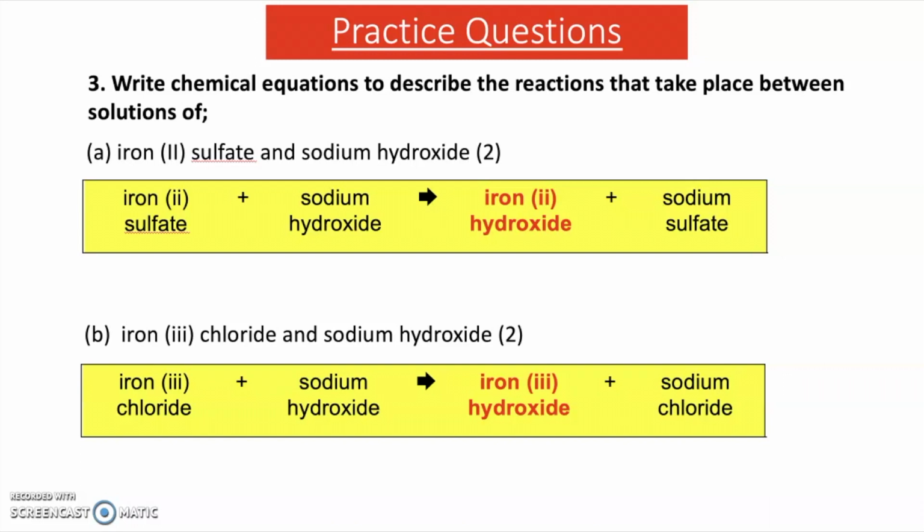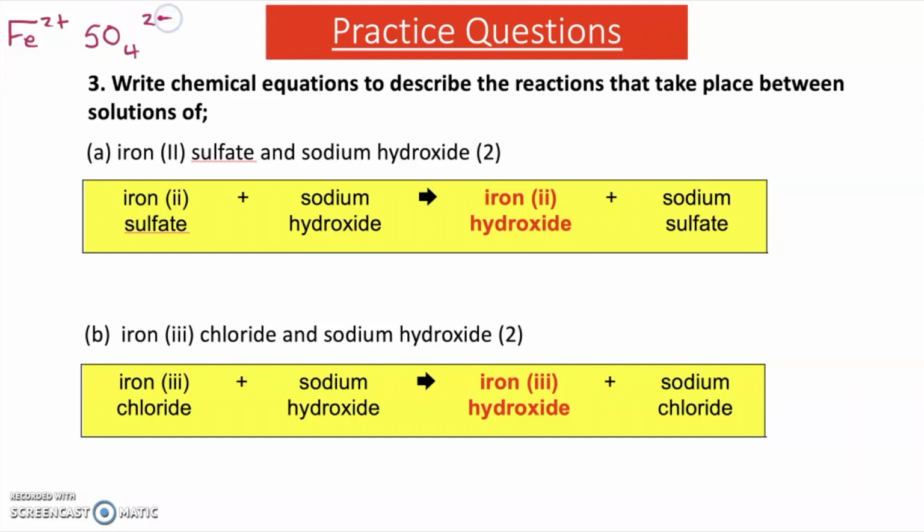So now let's go for the answers to question 3A and 3B. You're asked to write chemical equations to describe the reactions that take place between iron 2 sulfate and sodium hydroxide, and iron 3 chloride and sodium hydroxide. So I've written word equations here to help me. I now have to replace each of the words with symbols.